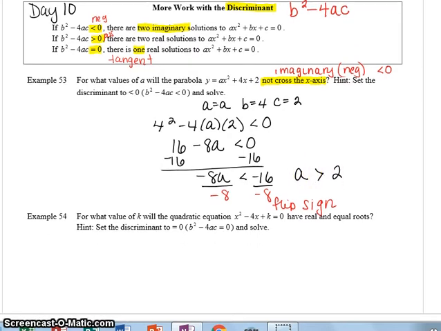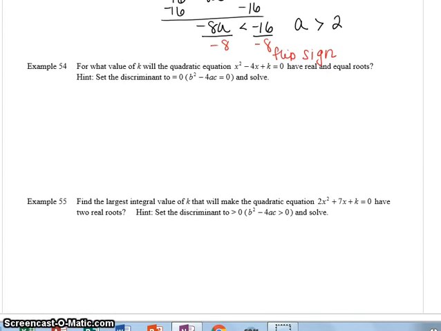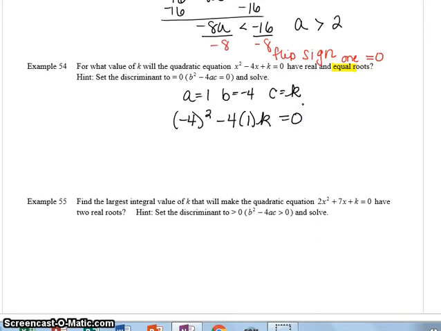Okay? Example 54. For what value of k will the quadratic equation have real and equal roots? So your key word to memorize is equal. If they're equal roots, it means it has 1, and you set it equal to 0. So my A is 1, my B is negative 4, and my C is represented as k. So B squared, because B is negative, put it in parentheses, minus 4 times 1 times my k, and I'm going to set it equal to 0 because of that word equal.